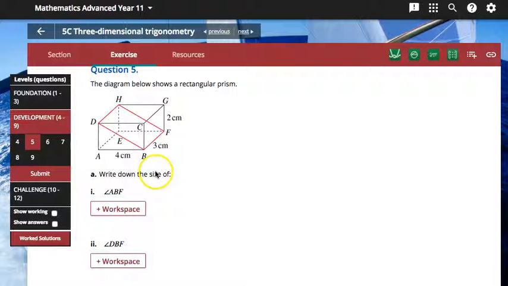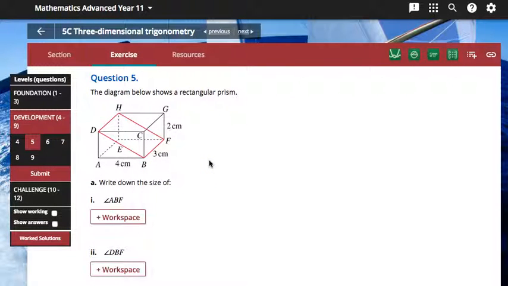This is exercise 5C, 3D trig. We did have a quick look at this a few lessons ago. So we've got this rectangular prism and this plane in red. It's like a sheet of paper that starts from the top corner of this, let's say a box, down to that bottom corner. You've got to try and imagine that.